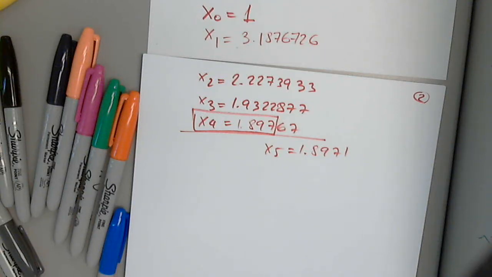Because we decided 3 decimal digits have to repeat. So they are repeating in the next one. I don't care for this one anymore, so I will say 1.897, as long as 3 digits repeat. If I want 4 digits, then I would have to go to the next step. So the solution would be considered 1.897 because we only wanted 3 digits accuracy.